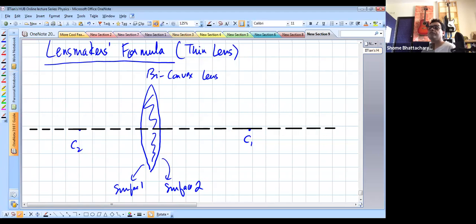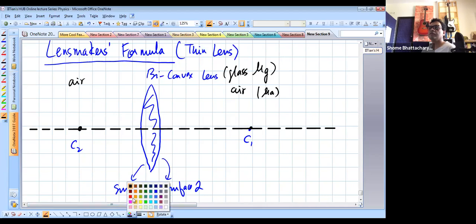Now to understand that, for example, I have kept, so this is center of curvature 1, center of curvature 2. This is a glass lens, let's say. So refractive index of glass is mu g, and on this side and this side both there is air. So we'll take refractive index as the generic term mu, though we know it's 1. Now imagine that I have a point object somewhere over here. Okay. And I have to find the position of the image due to the paraxial rays.